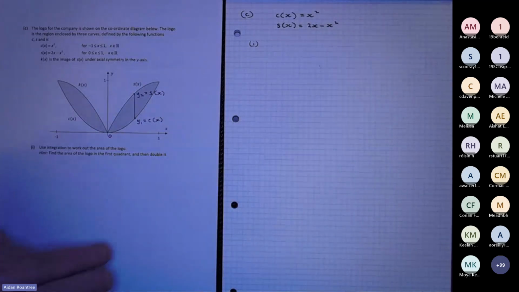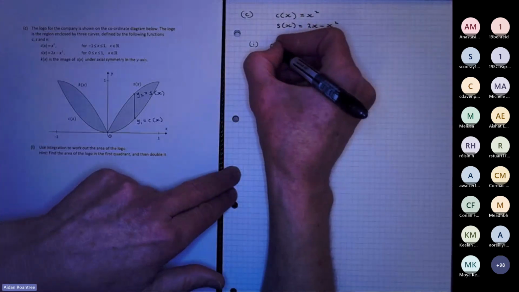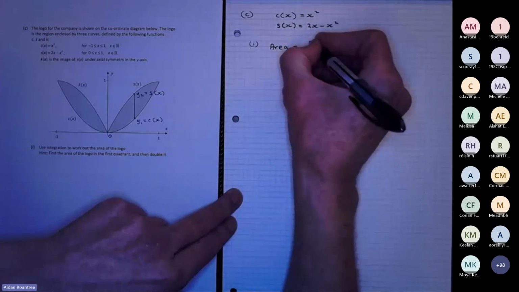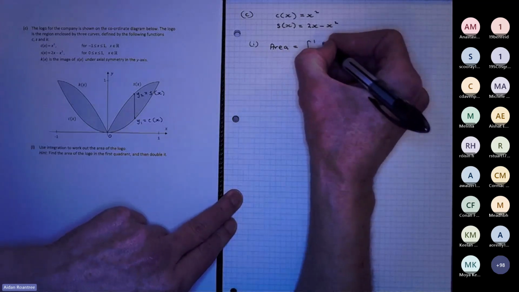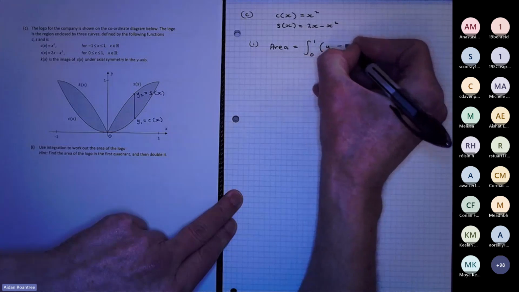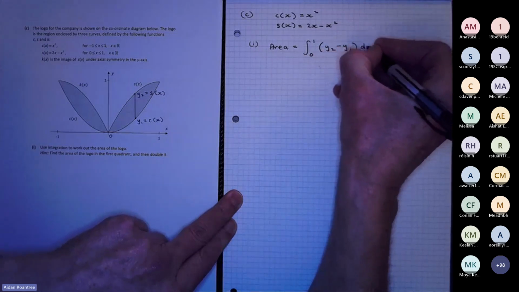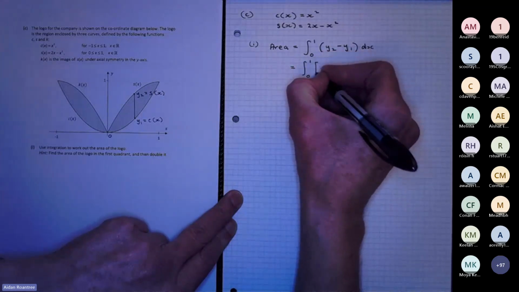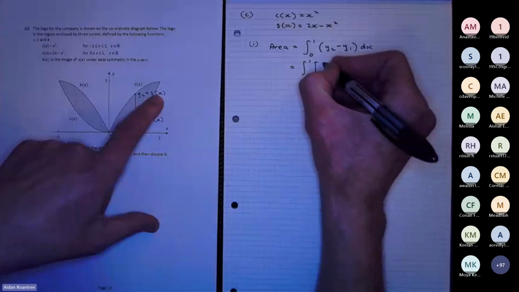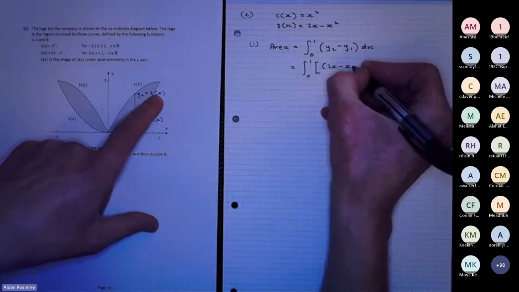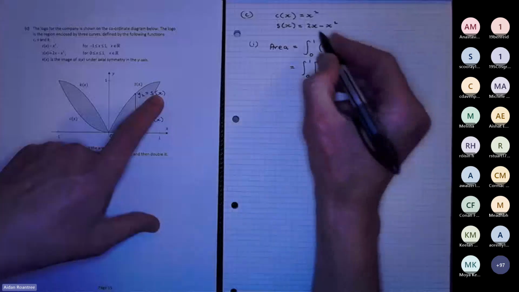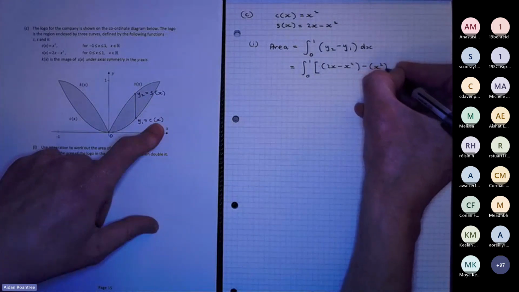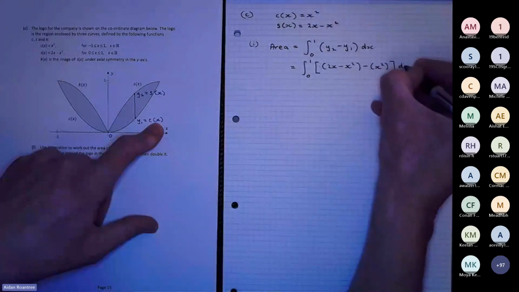So the area of one particular section here is given by the integral from 0 to 1 of y2 minus y1 dx. That's only a formula. You can't work that out until you put in what y2 is. Now y2 is s of x, so that's going to be 2x minus x squared, and then minus y1, and y1 is c of x, and that's x squared. Then you just need to tidy that up, dx.